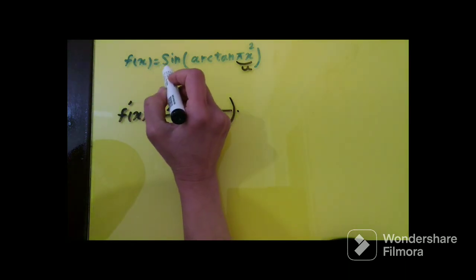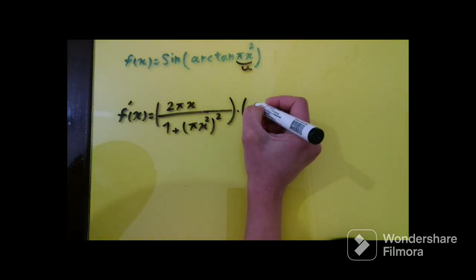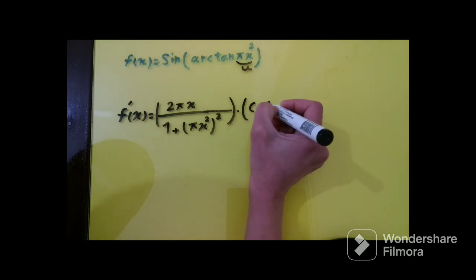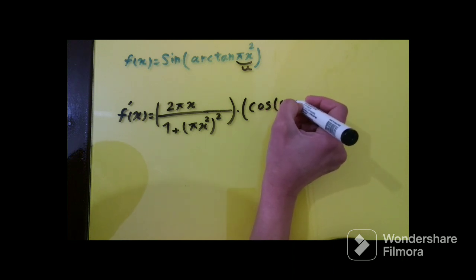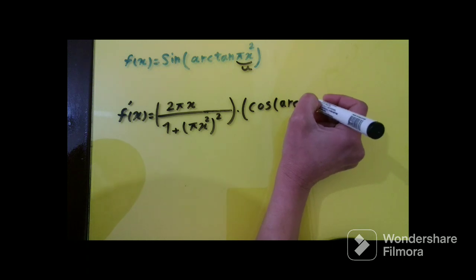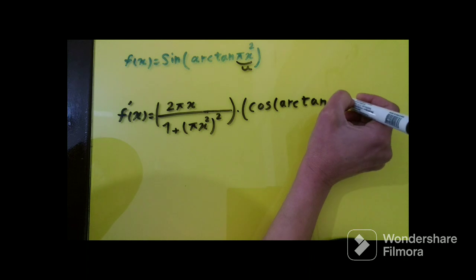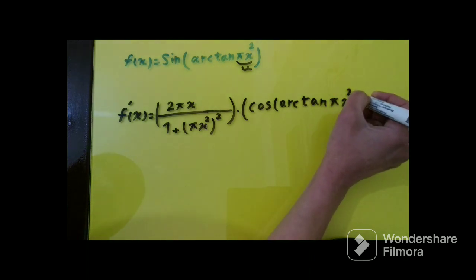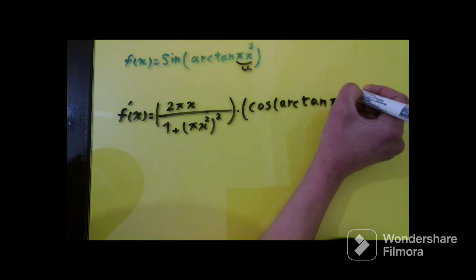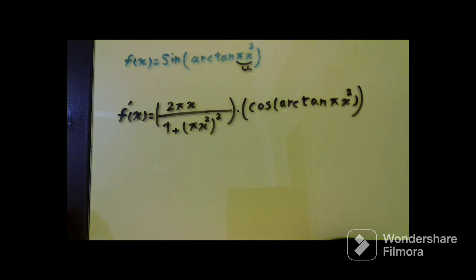No, you should get the derivative of sine. The derivative of sine is cosine. Repeat this term. Arctangent pi x squared. Next example.